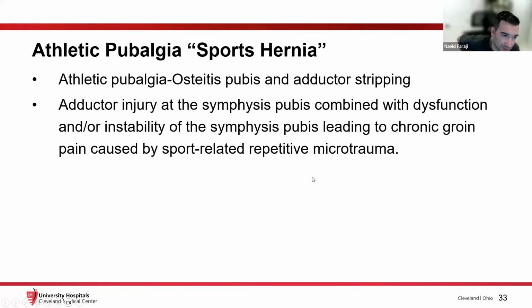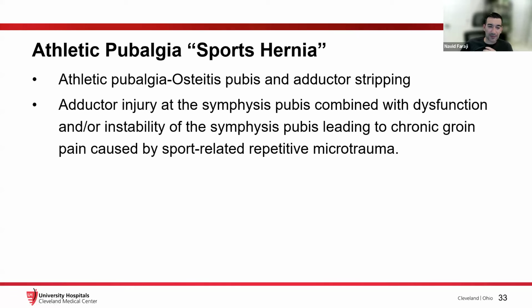Okay, and let's real quick talk about athletic pubalgia. So, athletic pubalgia or sports hernia, we know, is a pathology related to the adductor tendon and rectus abdominis aponeurosis. Those two muscle groups have a common aponeurosis, which is just a fibrous band of tissue that originates or inserts to the pubic symphysis.